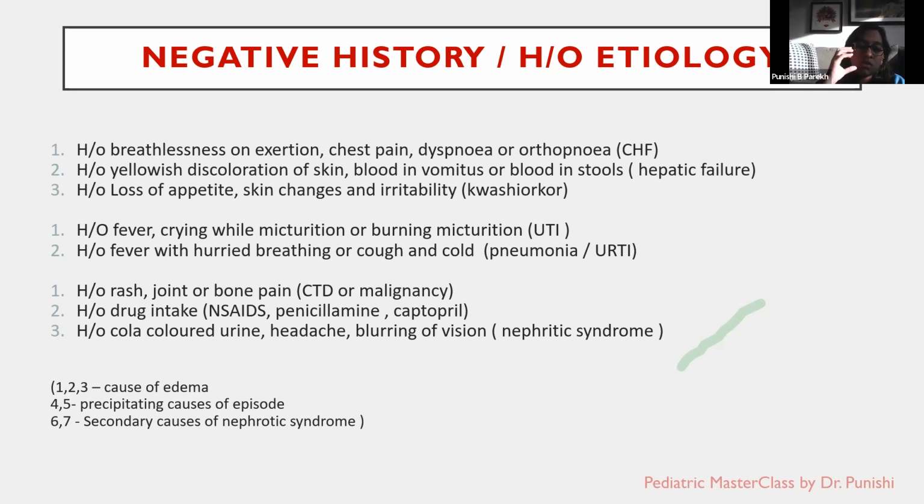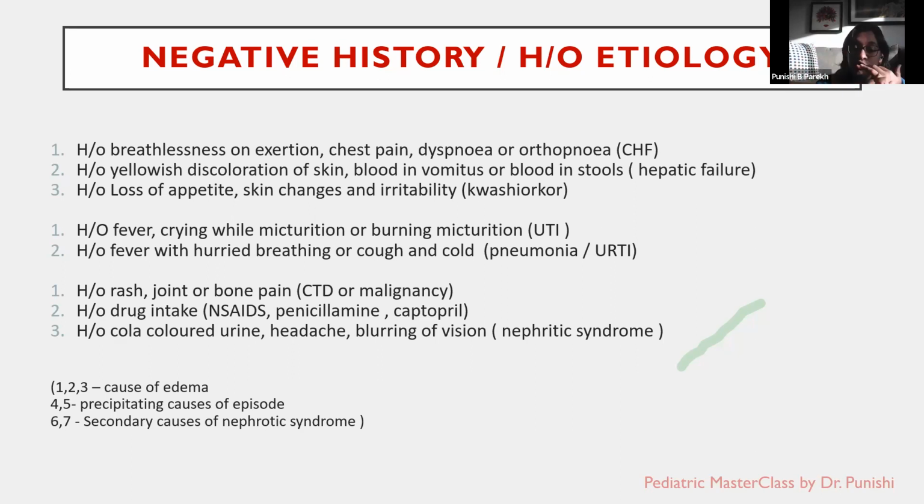Now, the third set of questions in your negative history or your history of etiology are going to be related to the cause of the renal origin of edema. So, like I said, if you're talking about nephrotic syndrome, you can have primary, secondary, and congenital or infantile, depending on the age. In secondary causes, we saw it could be infection, vasculitis, malignancy, drugs, etc. So how do you rule out on the basis of history whether this is a primary cause of nephrotic or a secondary cause? You'll ask for history of rash, bone pain, joint pain to rule out any connective tissue disorder, vasculitis, or malignancy, which could lead to a secondary cause of nephrotic.